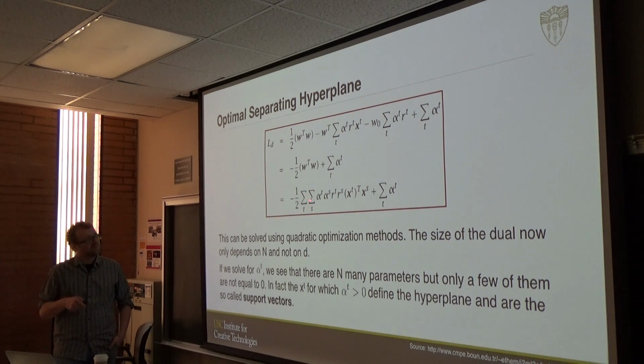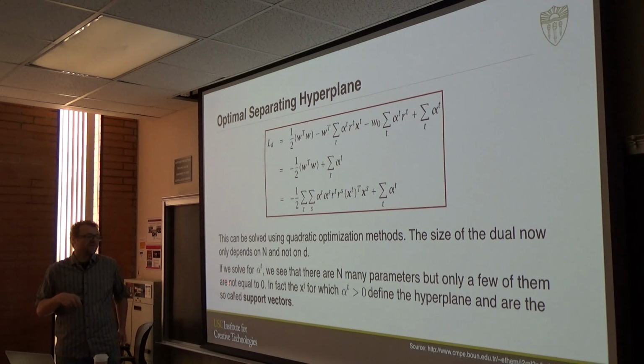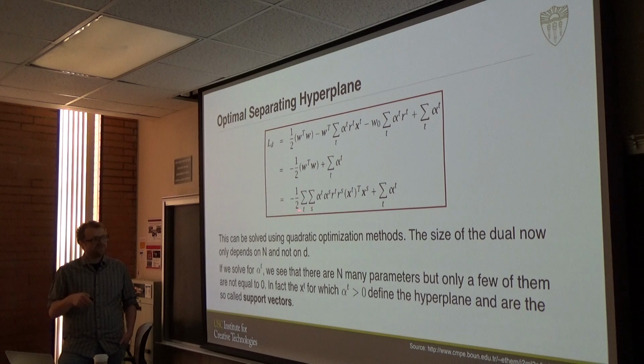Because here we only have to iterate over n's, and there are only n many of these alphas that we have to find. So if we solve for alpha t, we see that there are n many parameters. I just said that, and only a few of them are not equal to 0. This is the good thing. So most of these alphas will be 0, and that means that all of these terms will just be 0 most of the time. So we don't have that many parameters.